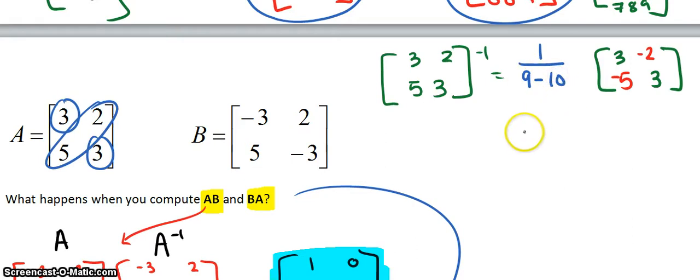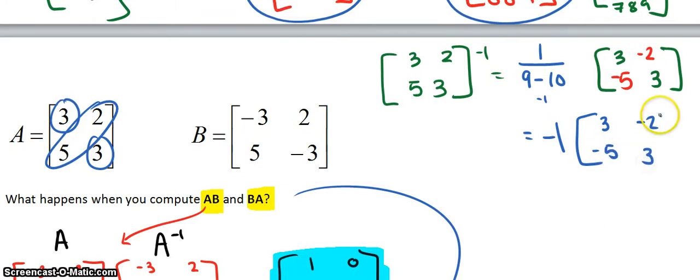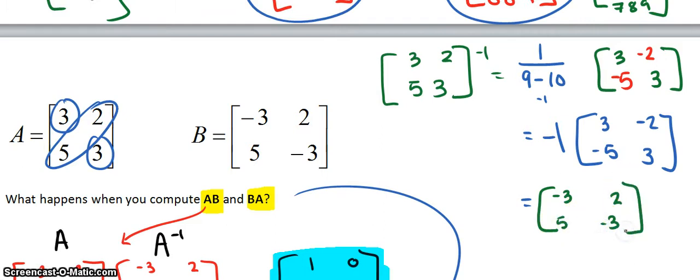Which gives you 9 minus 10, which is really 1 over negative 1. So really what I did is I multiplied this whole matrix by negative 1, and that's why, while the matrix looks kind of right, all the signs look wrong. It's because that multiplied factor on the outside was negative 1. So if I distribute that negative 1 out, then I'll get the matrix I wanted, which is negative 3, positive 2, positive 5, and negative 3, which we've already confirmed is the inverse, because if you multiply those together, you'll get the identity.